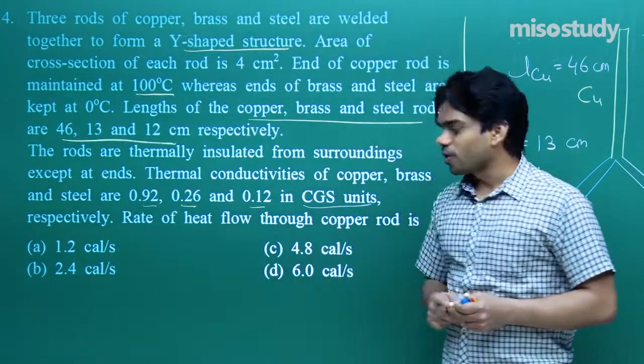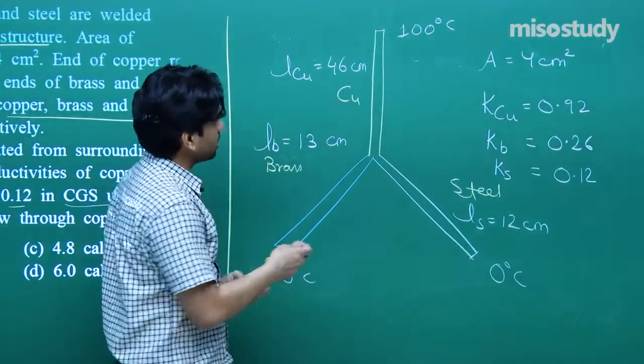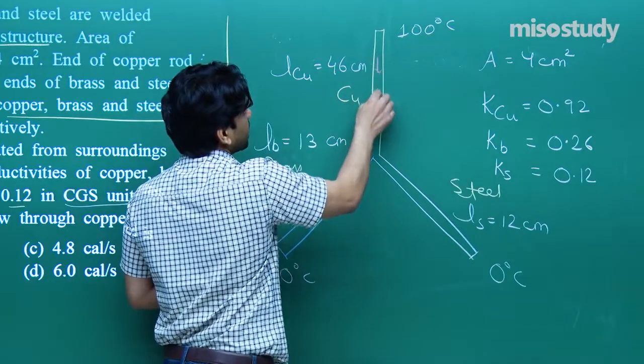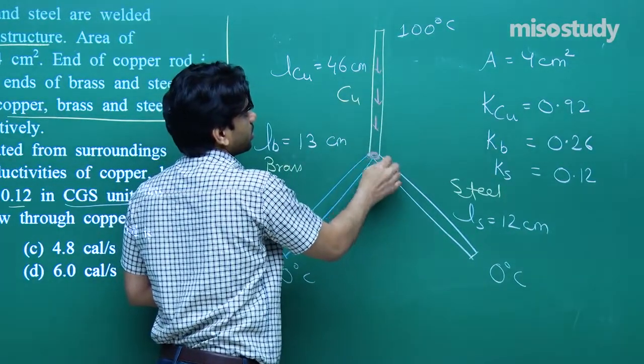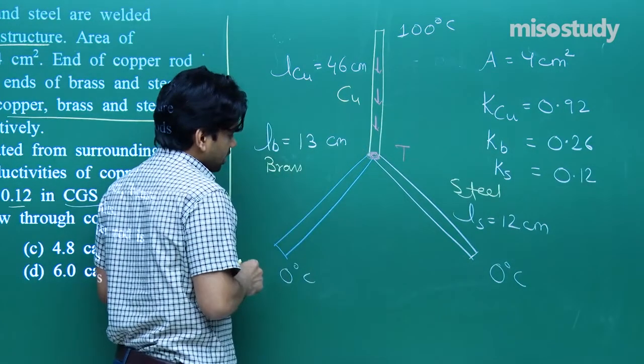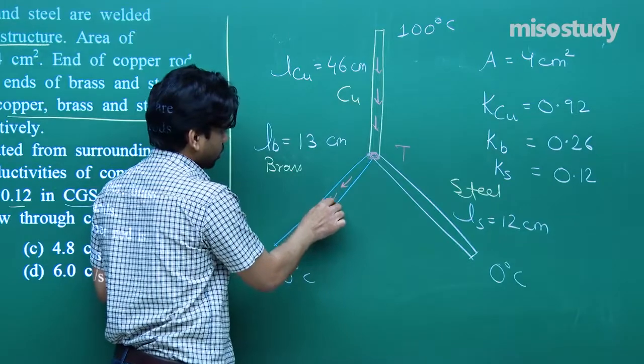Respectively, rate of heat flow through copper rod is. Now see what will happen. Quite simple for us to understand. The heat energy will be transferred from this copper rod. This will be the junction. Let's say temperature is T, and then it will be transmitted to this one.